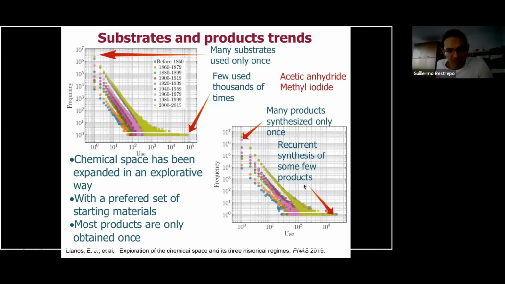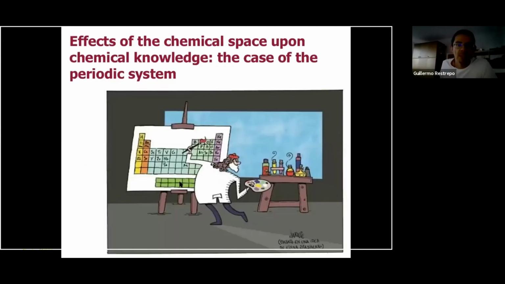But anyhow, there are some recurrent syntheses of some particular products. Of course, here we have side products such as water, CO2, or hydrochloric acid, but there are also some particular targets. In general, what we see is that there is a kind of randomness in the way of exploring the chemical space, but somehow there are some particular starting materials which are preferred to explore the chemical space and also lead to some particular products with more frequency than others.